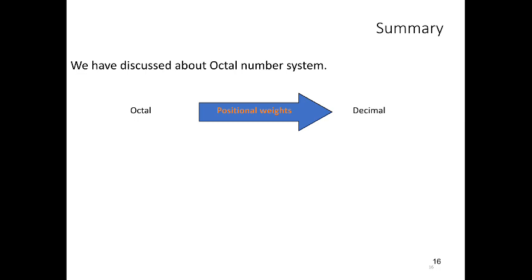Now, we have discussed the octal number system. We have converted octal to decimal using positional weights. Whenever you convert any decimal integer, let it be decimal to binary, decimal to octal, or decimal to hexa later, always remember you should divide repeatedly. If it is binary you divide with 2, octal divide with 8, hexa means divide with 16. Always repeatedly divide for the integer part.